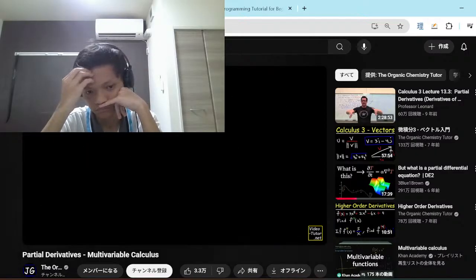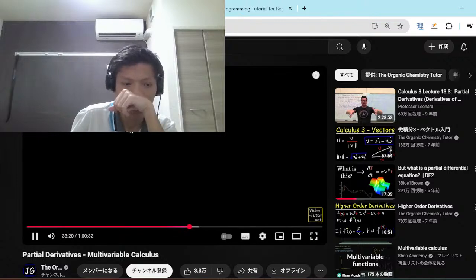Now sometimes you may have a function with 3 variables instead of 2. Let's say we have f of x, y, and z, equal to x to the fifth, y squared, z to the fourth. Now let's find the first 3 partial derivatives with respect to x, y, and z. So what's the partial derivative with respect to x?